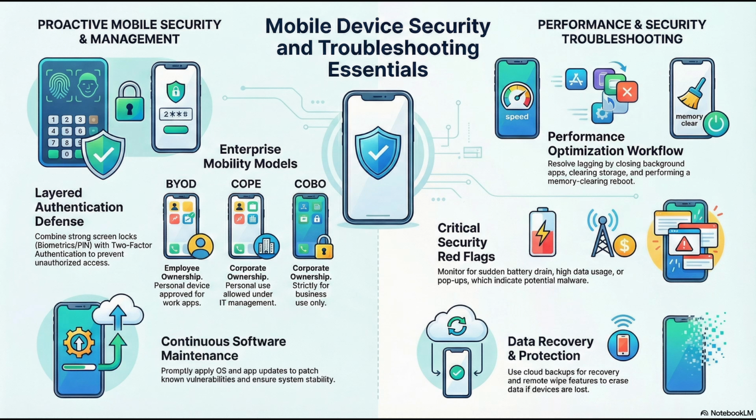Right. And COPE. Corporate-owned, personally enabled. So this is the middle ground. The company buys you a phone, usually a nice one. They control the security, but they're cool with you using it for personal stuff, too. It saves you from carrying two phones.